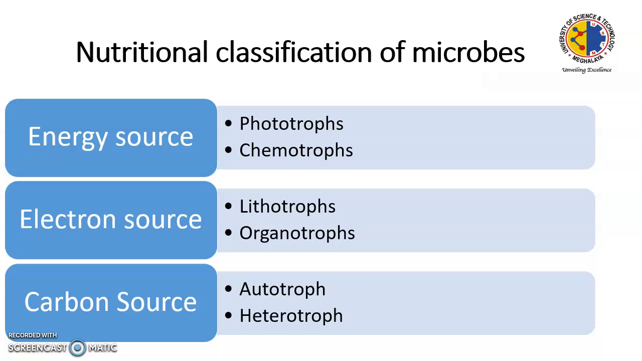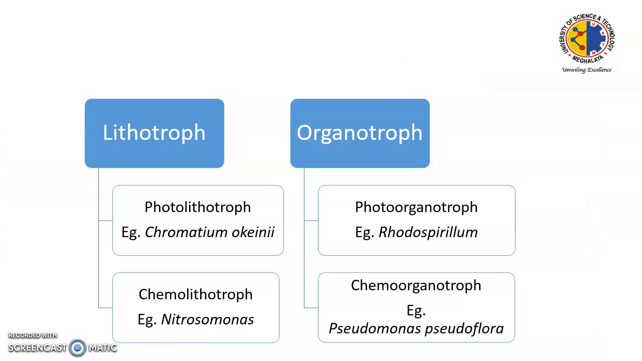In the electron source classification, litho means reduced inorganic compounds, and in organotrophs the electrons come from organic compounds. As you can see in the slide, lithotrophs can be classified into photolithotrophs and chemolithotrophs. An example of a photolithotroph is Chromatium, and examples of chemolithotrophs are Nitrosomonas, etc. Organotrophs are also classified into photoorganotrophs and chemoorganotrophs. An example of a photoorganotroph is Rhodospirillum, and an example of a chemoorganotroph is Pseudomonas.